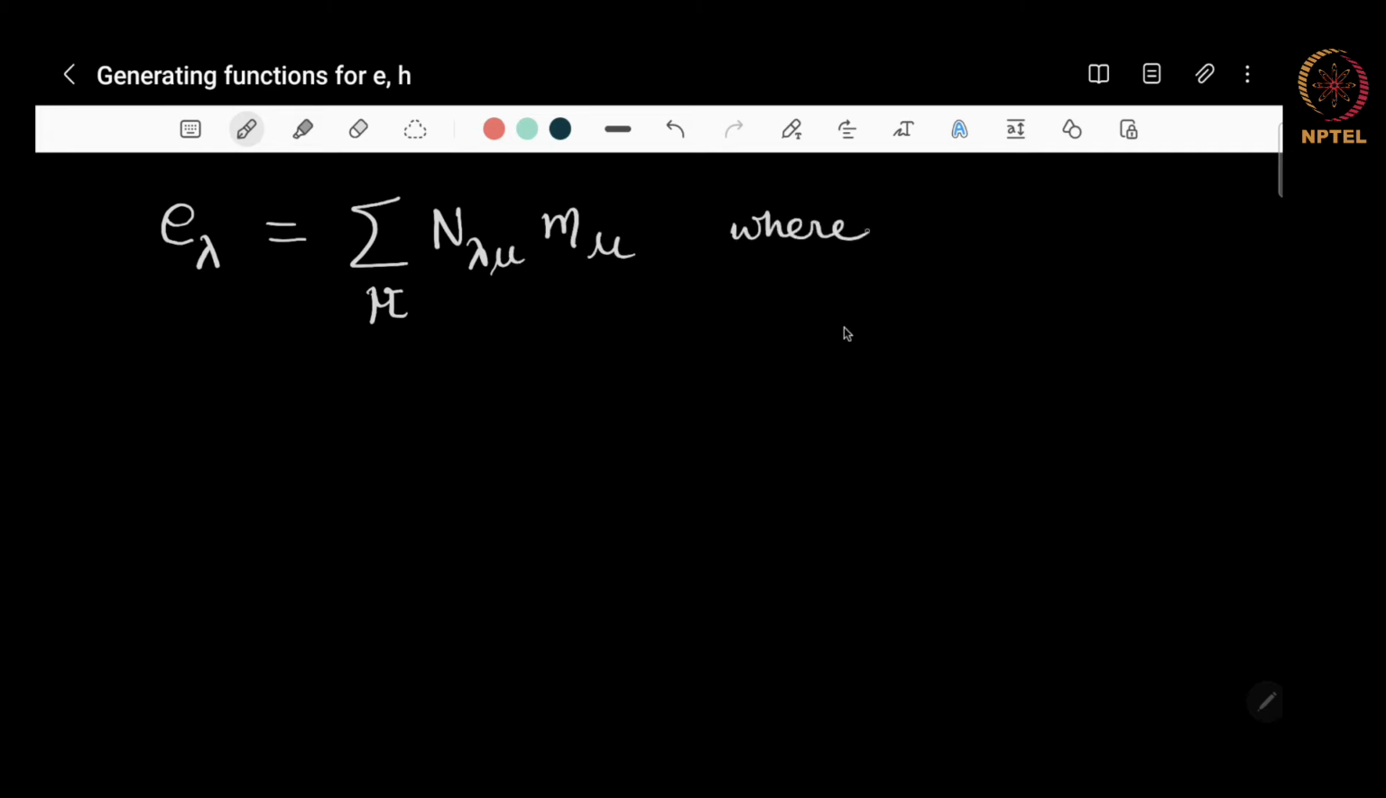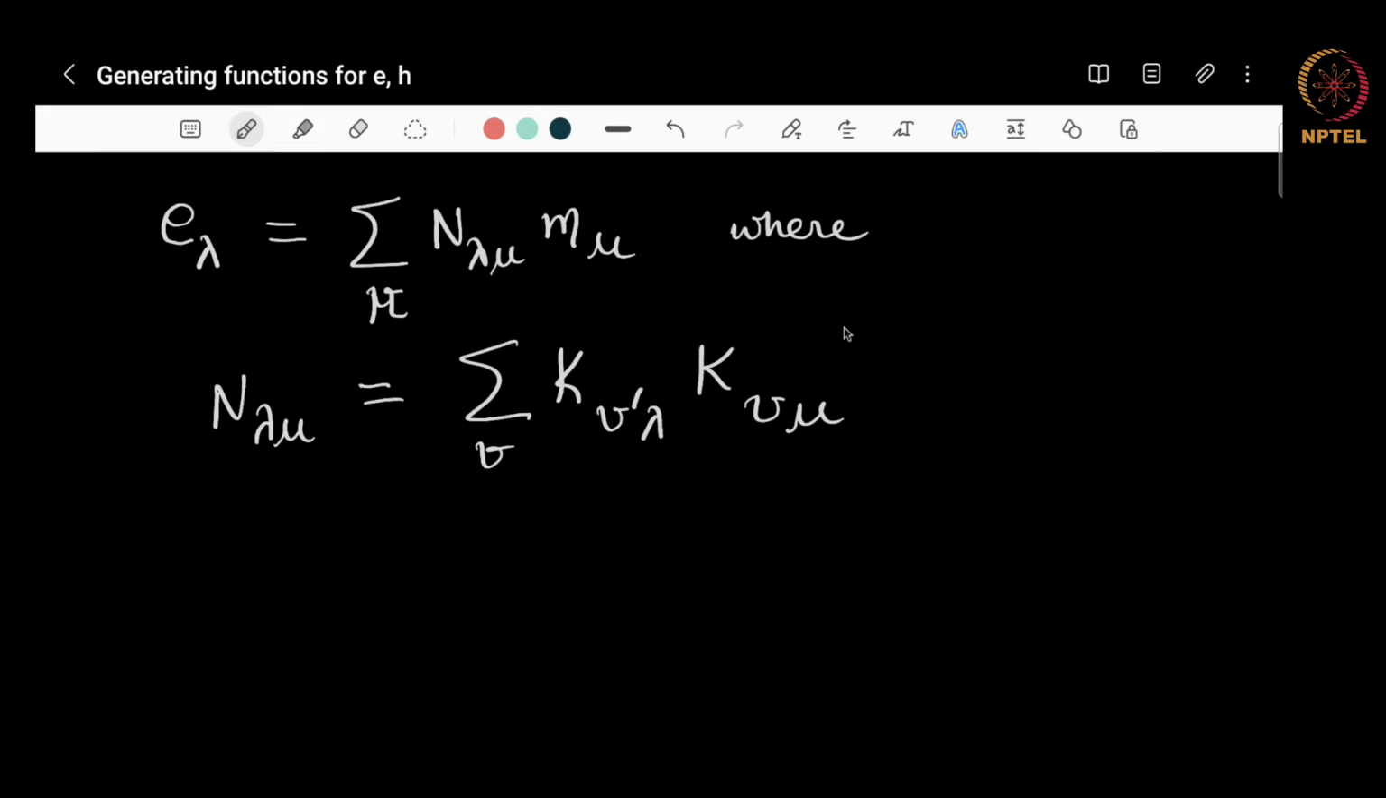where n lambda mu is the sum over nu of K nu prime lambda times K nu mu. Where the K's of course are the Kostka numbers, the number of semi-standard Young tableaux of shape nu, and so for example this is of shape nu and type mu. And the other one is shape nu prime and type lambda.